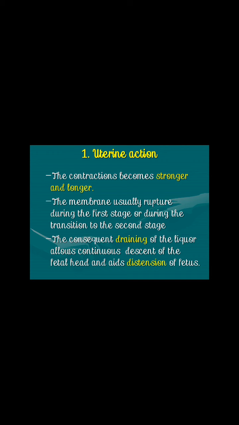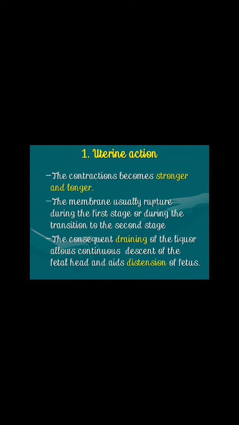The membranes usually rupture during the first stage of labor or during the transition to the second stage of labor. Membrane kama haikurupture katika first stage of labor, katika transition period. So transition period ina make a transition between the first stage of labor and the second stage of labor. Here a membrane may rupture, kama labda was not ruptured in the first stage of labor, may rupture near the second stage of labor. The consequent draining of liquor allows continuous descent of the fetal head and aids distension of the perineum.